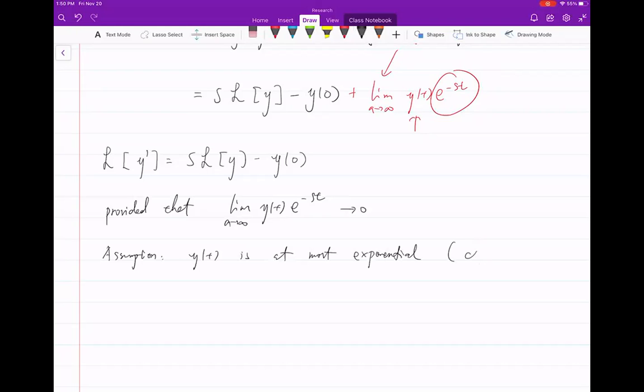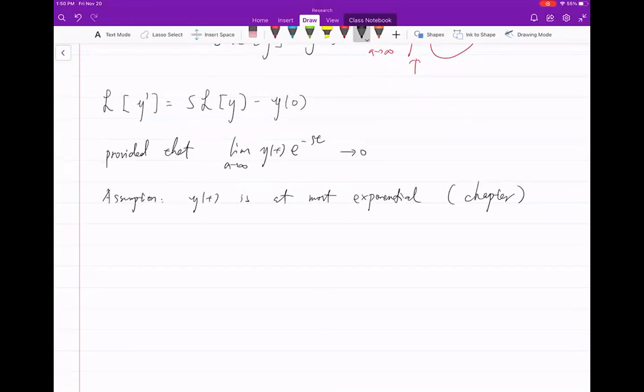So don't ask me like, what if this one fails? If this one fails, we need something else. For now, as long as I write it down, I'm already making this hidden assumption. For the whole chapter, I make this assumption. That is y(t) is at most exponential. Therefore, you multiply something at most exponential with exponential decay. When t goes to infinity, it will always be 0. Okay, so the assumption here is to make sure everything I just wrote down is well defined.